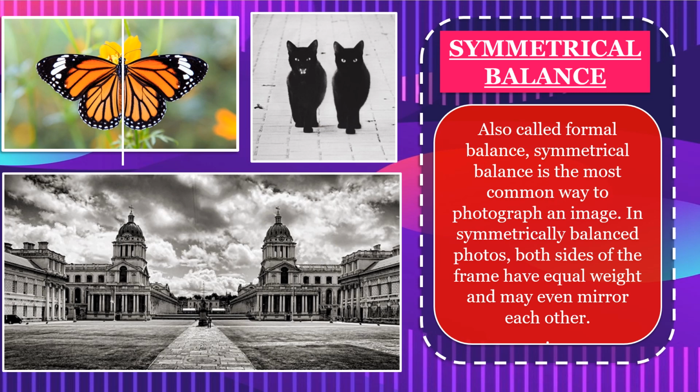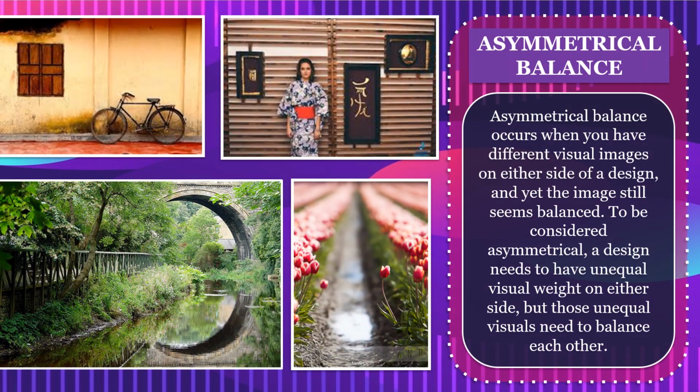Symmetrical balance, also called formal balance. Symmetrical balance is the most common way to photograph an image. In symmetrically balanced photos, both sides of the frame have equal weight and may even mirror each other. Asymmetrical balance. Asymmetrical balance occurs when you have different visual images on either side of a design and yet the image still seems balanced. To be considered asymmetrical, a design needs to have unequal visual weight on either side, but those unequal visuals need to balance each other.